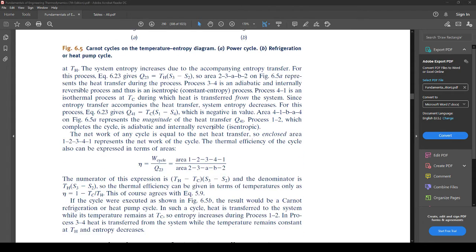So like I said, this is going to be a lot of work, a lot of thinking, but we'll continue a little bit. It says process 1 to 2, which completes the cycle, is adiabatic and internally reversible, so isentropic again. The net work of any cycle is equal to the net heat transfer, so the enclosed area 1-2-3-4-1 represents the net work of the cycle. The thermal efficiency of the cycle also can be expressed in terms of areas.